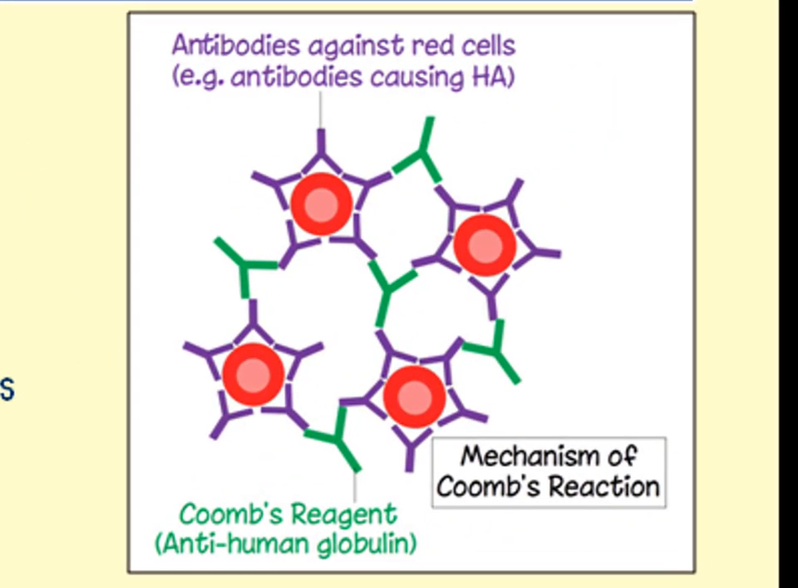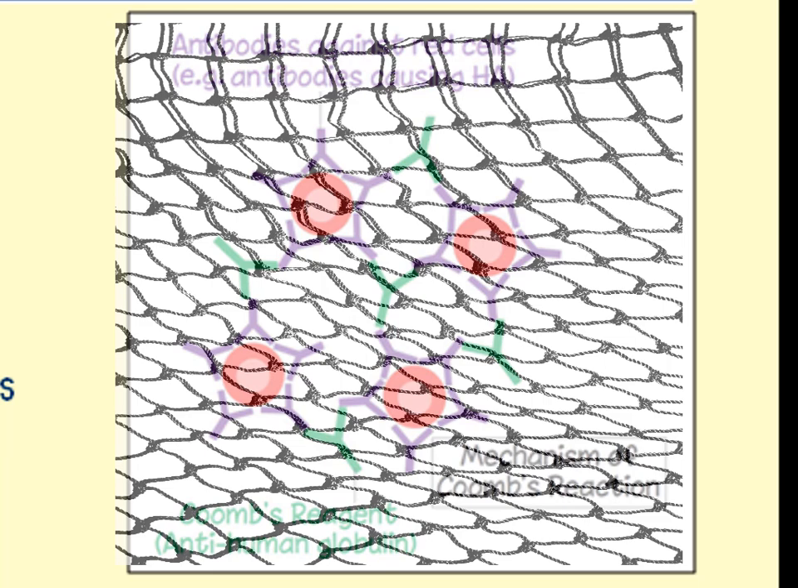And the Coombs reagent in this diagram are those green antibodies. And those purple color antibodies that have coated the red blood cells, those are the antibodies that are present in the blood of the patient that you're testing. So the Coombs test is positive if the Coombs antibodies or reagents or antisera form a bridge between the antibodies that have already coated the red blood cells, and now they cause a lattice formation and agglutination.